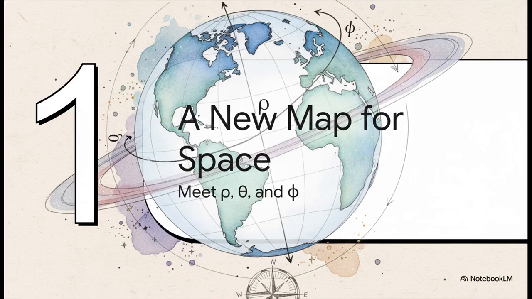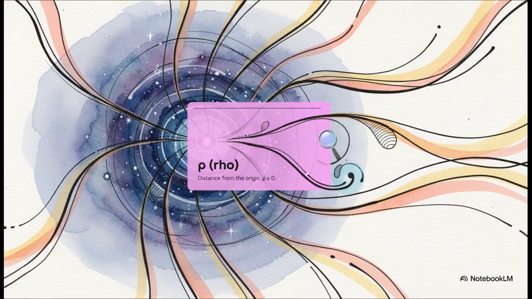So this new map for space basically throws that rigid x, y, z grid right out the window. Instead, it uses just one distance and two angles to find any point. You know, it's kind of like how we give directions on Earth. We don't say go 3,000 miles x and 2,000 miles y, we use longitude and latitude. Spherical coordinates do the exact same thing for all of 3D space, and they do it with three key players: rho, theta, and phi.